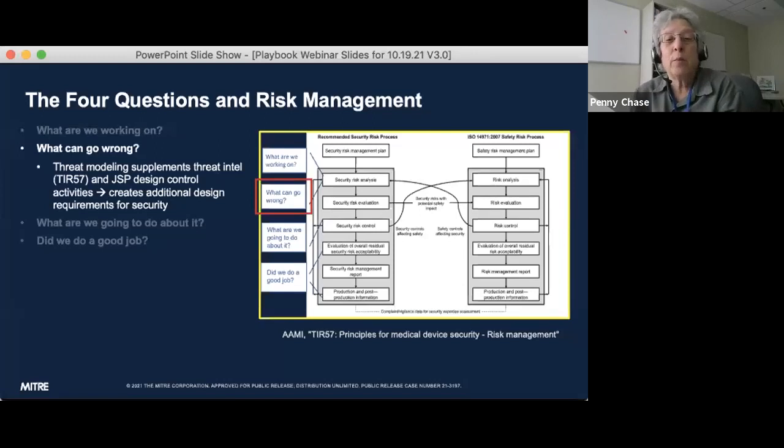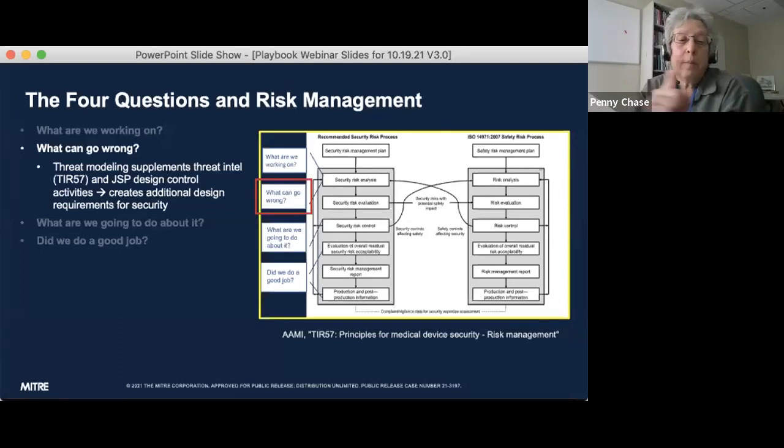So what can go wrong? Part of the risk analysis is doing the analysis to answer that question. TIR 57 focuses on using threat intelligence to understand the security risks, and the JSP focuses on those design control activities we talked about on an earlier slide. Threat modeling can supplement those, and in turn uncover additional risks, which will create additional design requirements. And we again have that feedback loop that we saw in the JSP framework and also in this diagram.